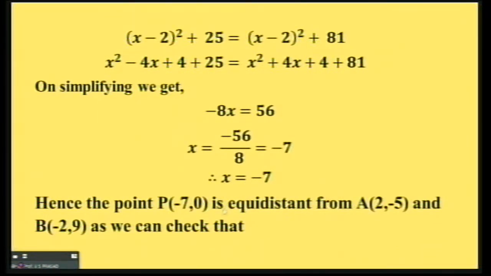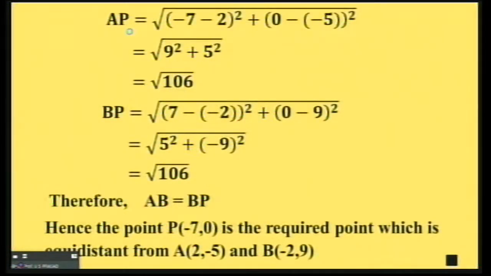We identify this is equidistant from the given 2 points, 2 comma minus 5 and minus 2 comma 9. As you can check, if you find the distance AP, applying the formula by using the coordinates of A and P, root of (minus 7 minus 2) whole square plus (0 minus of minus 5) whole square, that becomes root of 9 square plus 5 square. 9 square is 81, 5 square means 25. Then if you add these two things, you will get square root of 106.